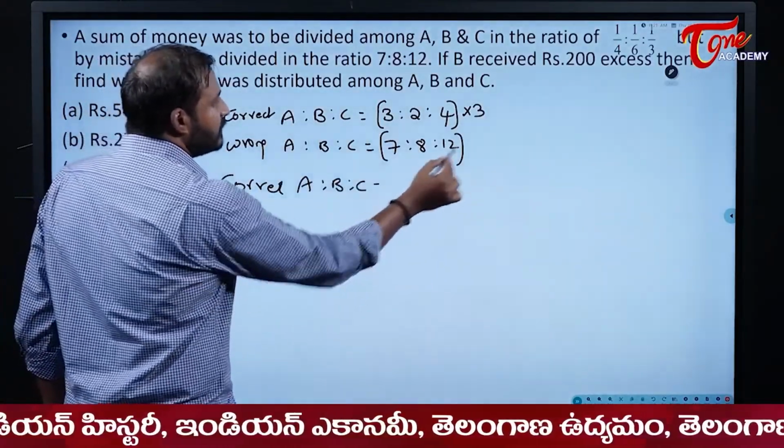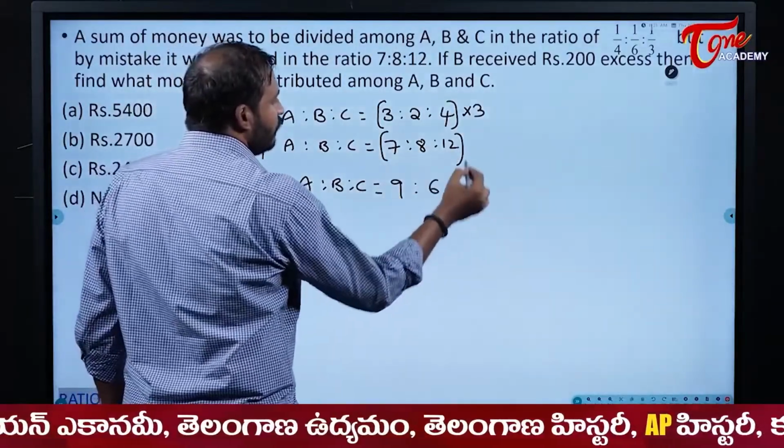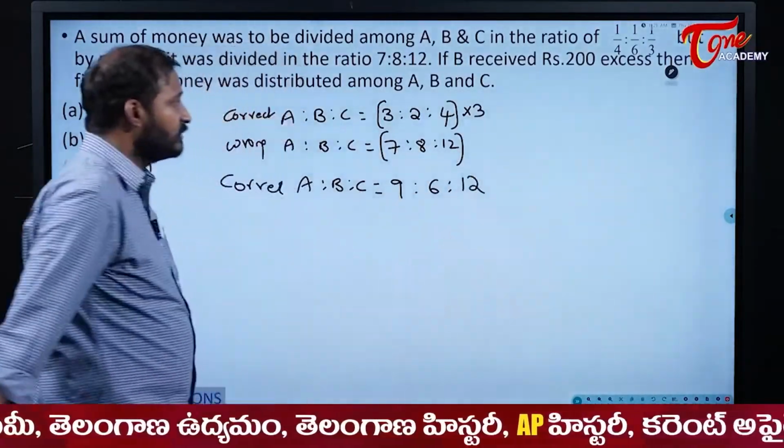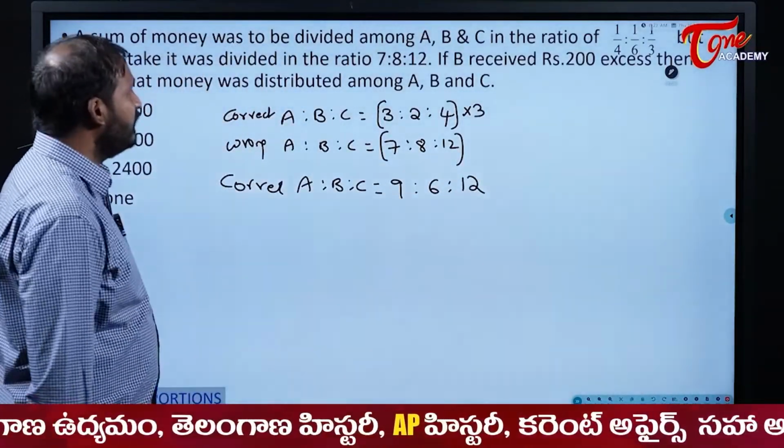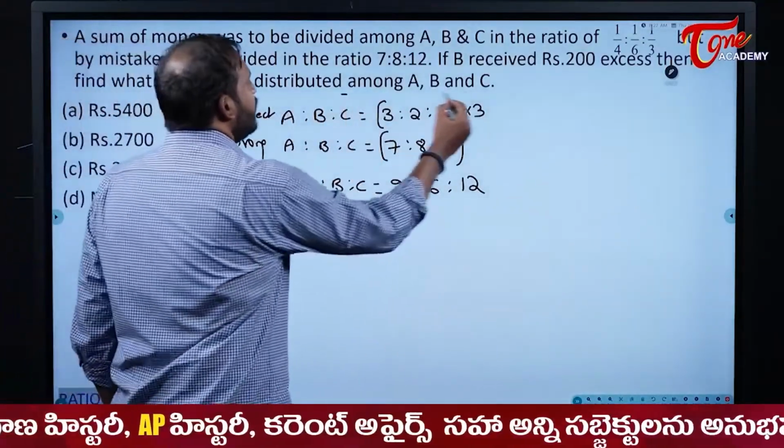A:B:C is 2:3:4. My corrected one becomes what now? 3 3s are 9, 3 2s are 6, 4 2s are 12. Right? Good. Now, if B received rupees 200 excess, then find the amount distributed by A, B and C.